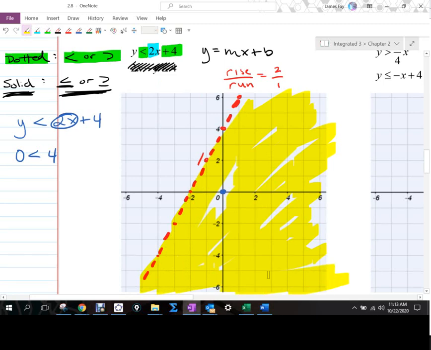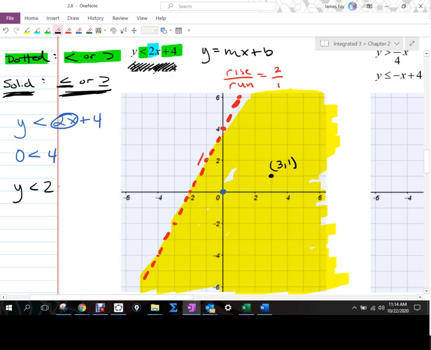And what we're really saying here is that every single one of those points that we choose out of the yellow, maybe I choose something like 3, 1. That's in the yellow, right? That point 3, 1 will give me a true statement out of this inequality again. So if I put y to be 1, less than 2 times 3, which is 6, because x was 3, add 4 to it, I get 1 is less than 10. Is that a true or false statement? That's true, right? 1 is less than 10.